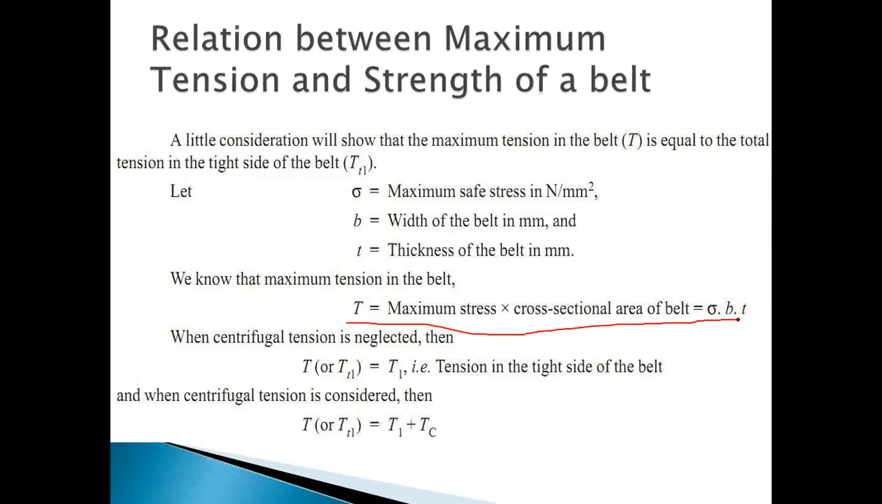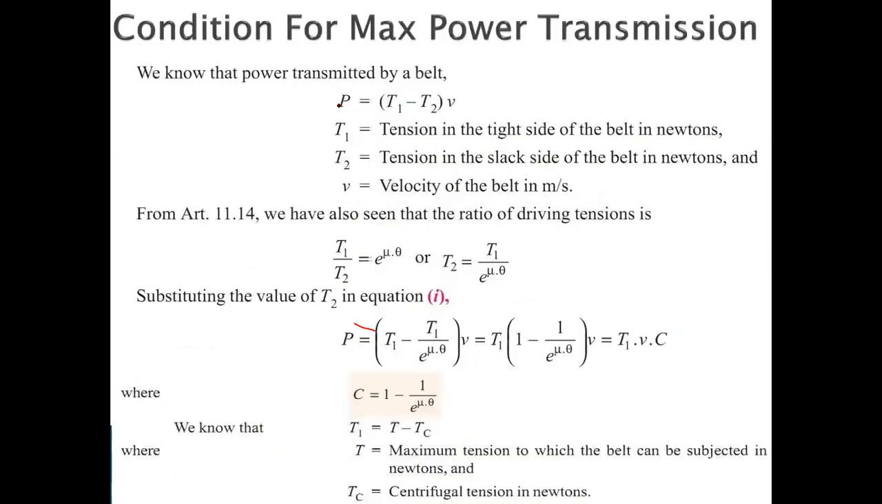The fundamental of machine design. In the fundamental of machine design, we had already studied the principal stress theory. In the principal stress theory, the maximum stress is the ratio of tension to its cross-sectional area. So the same equation is taken here: the tension is equal to maximum stress into cross-sectional area of belt. The maximum stress is sigma and the cross-sectional area of the belt is taken as b t. So T1 is taken as T1 plus Tc.